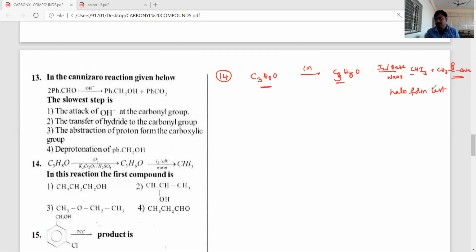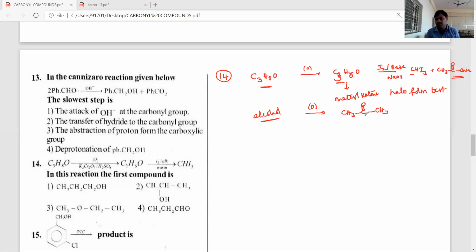Haloform test. So this haloform test means this compound must be a methyl ketone. Methyl ketone means three carbons containing ketone is acetone. CH3, C double bond O, CH3, acetone. This acetone is formed by the oxidation of alcohols.